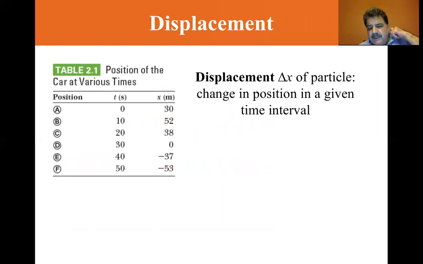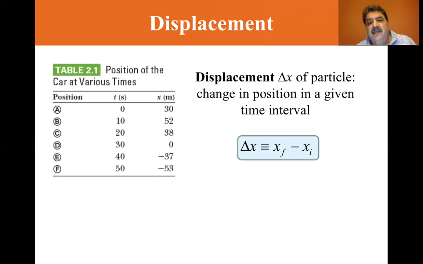Displacement. Displacement, delta x, of a particle is the change in position in a given time interval. As a particle moves from the initial position x sub i to a final position x sub f, the displacement is given by delta x equals x final minus x initial, xf minus xi. Delta denotes a change in quantity. That's the Greek letter D, delta, same as D, and it stands for difference.